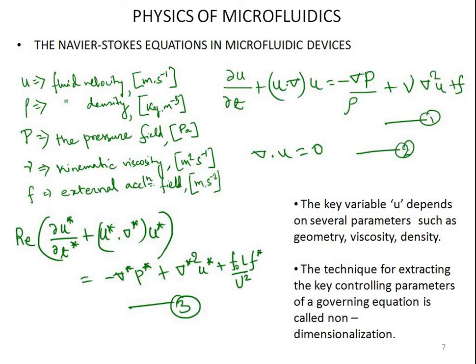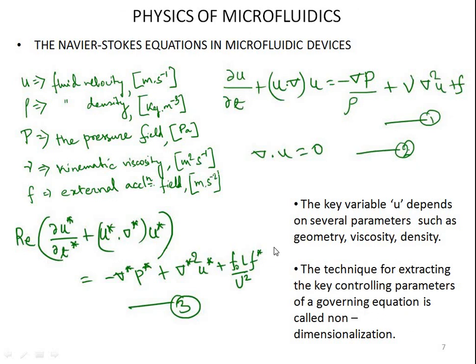First of all, just to give you a glimpse, the key variable u, that is velocity, depends on several parameters such as geometry, viscosity, density. Here u is dependent upon microfluidic channel geometry, viscosity and density, and not only microfluidic but also macrofluidic channels. So if we conduct experiments to see how u varies with all these parameters, we have to design hundreds if not thousands of experiments to do the same.